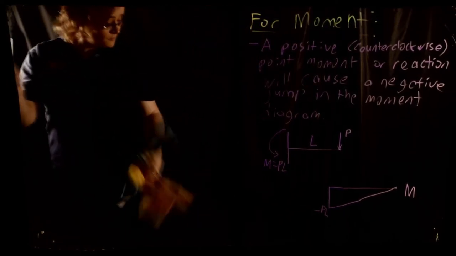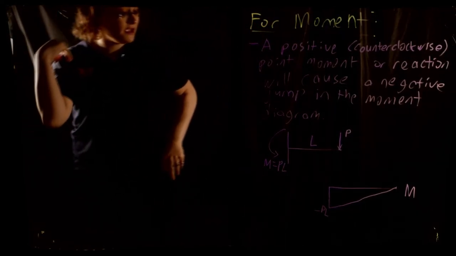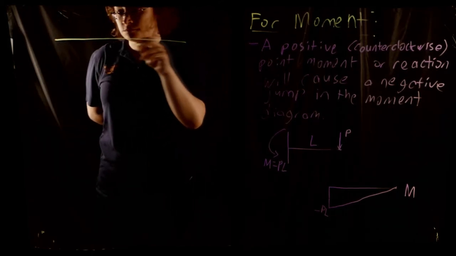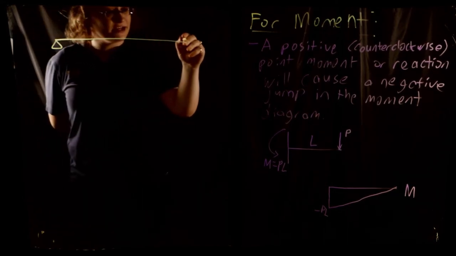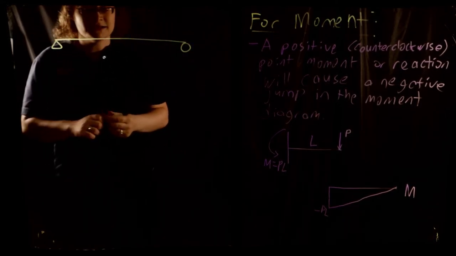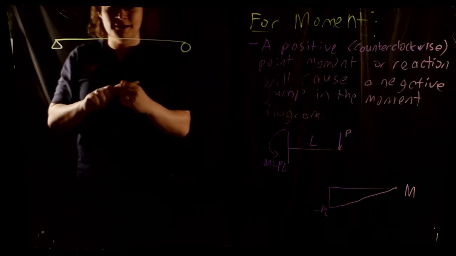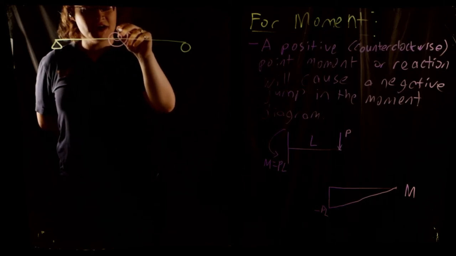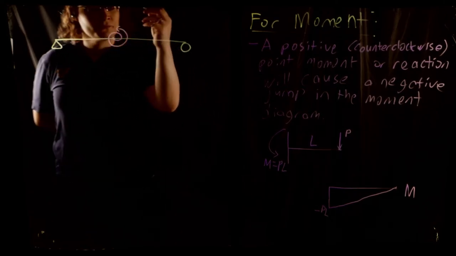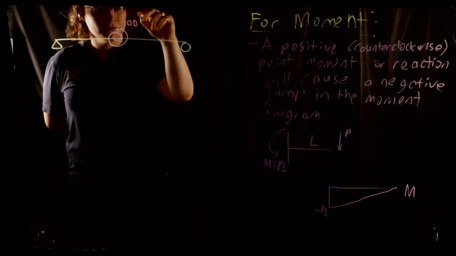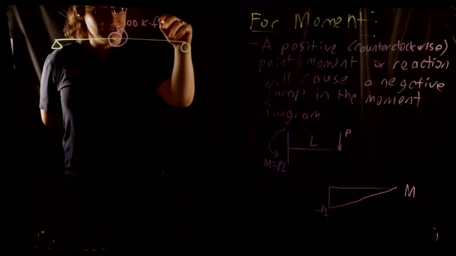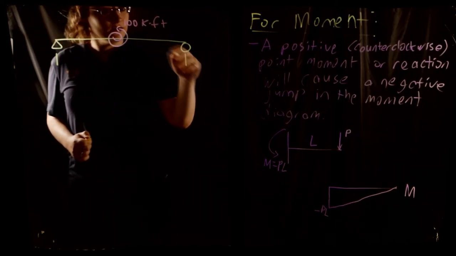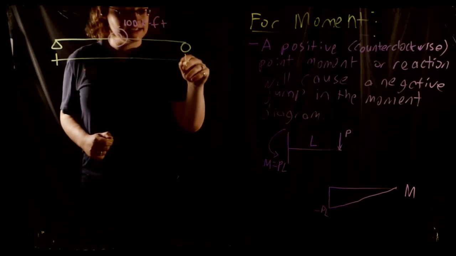All right, so let's look at what happens if we have a point moment. Let's say we have a beam, and I'll just do a simply supported beam this time. And let's say I'm going to apply at the center a positive couple equal to, say, 100 kip feet. And let's say this beam is 10 feet long.